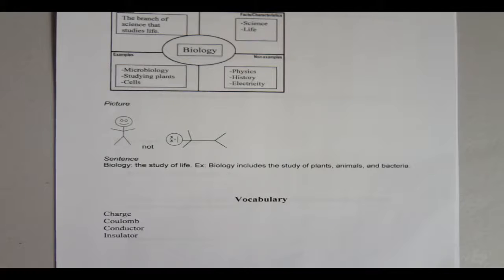Okay, so we're going to go over the vocabulary. I'm going to give you guys a short definition and then a brief explanation on each word. So the first word is charge. Now, charge is a physical property of matter, being positive or negative. Okay, so that's charge.